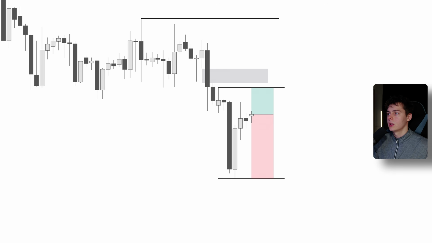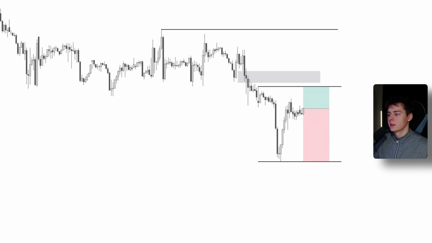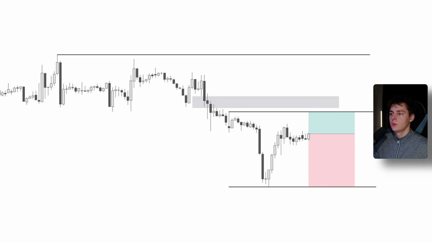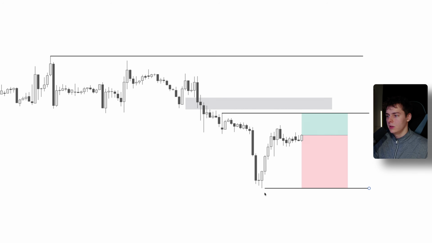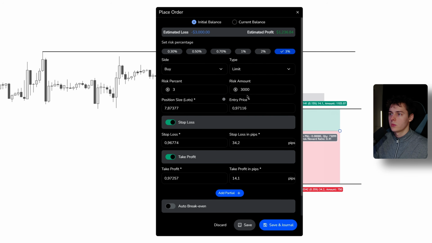Now usually what you would like to do going into the 4 hour time frame is look out for some kind of other logical level that you could put your stop loss below. Now in this case, there is not really some kind of level that we want to trade into. So we're just going to keep it very simple and put our stop loss right at the previous day low. From here, we want to risk 3%.